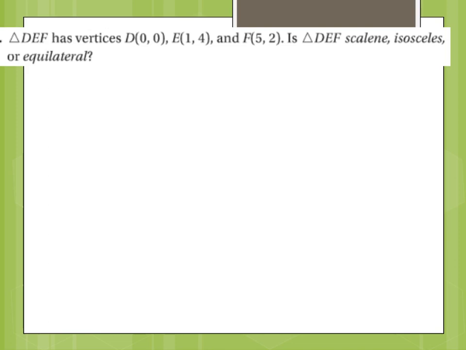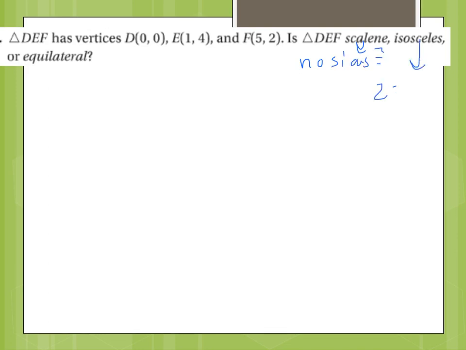So we're going to be using that information with problems like this. So in this triangle, it's asking, is it scalene, isosceles, or equilateral? So I'm talking about distance, because when you define a triangle, scalene means that no sides are congruent.